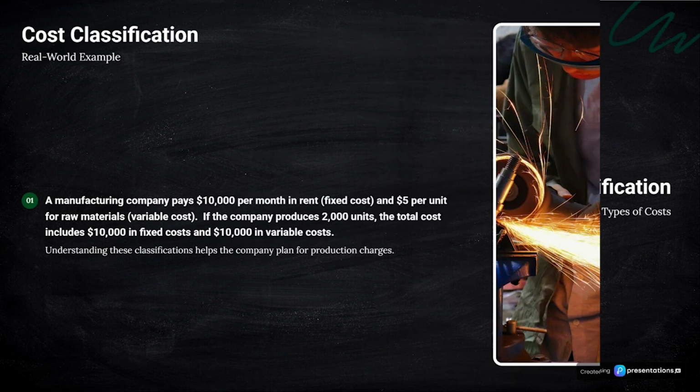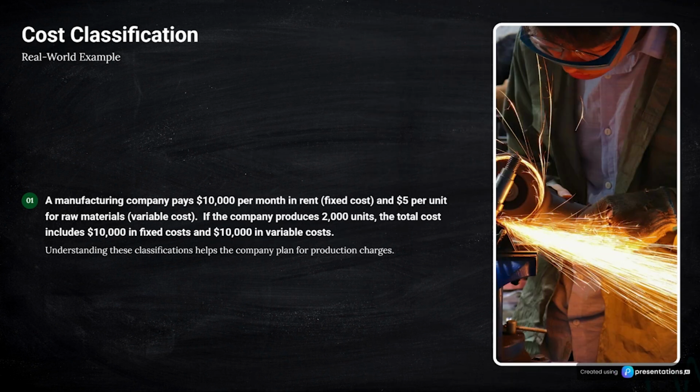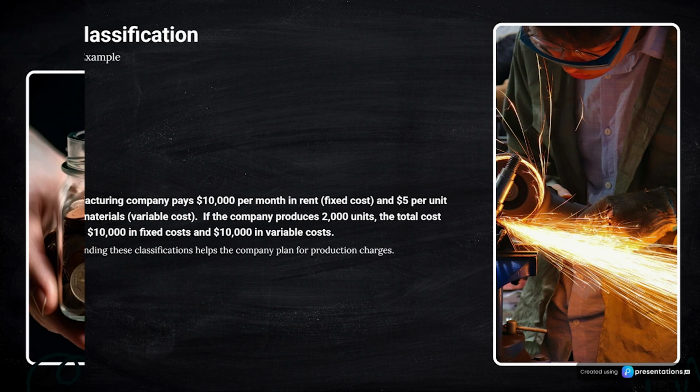For example, a manufacturer pays $10,000 in fixed rent and $5 per unit in variable raw material costs. If the company produces 2,000 units, the total cost includes $10,000 in fixed costs and $10,000 in variable costs. Identifying and understanding these costs allows for better budgeting and decision-making.